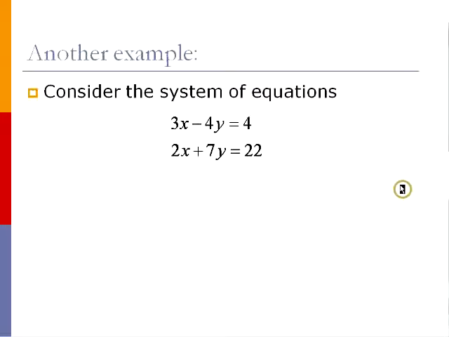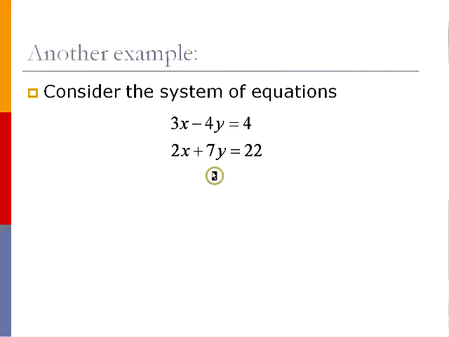Here's one more example. If you consider this system of equations, you'll notice that it's a bit harder than the first two that we looked at. In this system, we look at the x terms and we see coefficients of 2 and 3. If we look at the y terms, we see coefficients of negative 4 and 7.